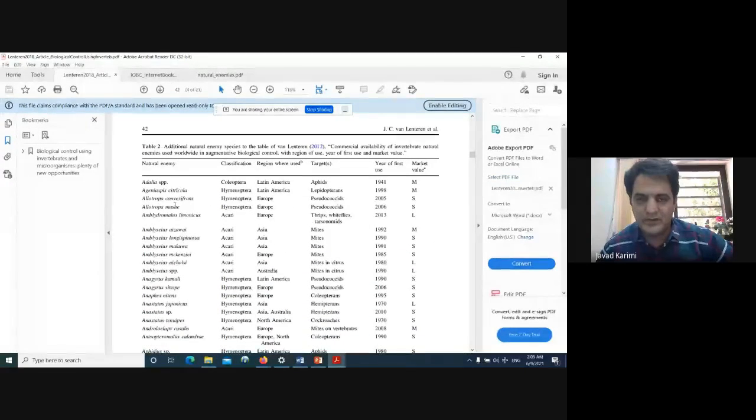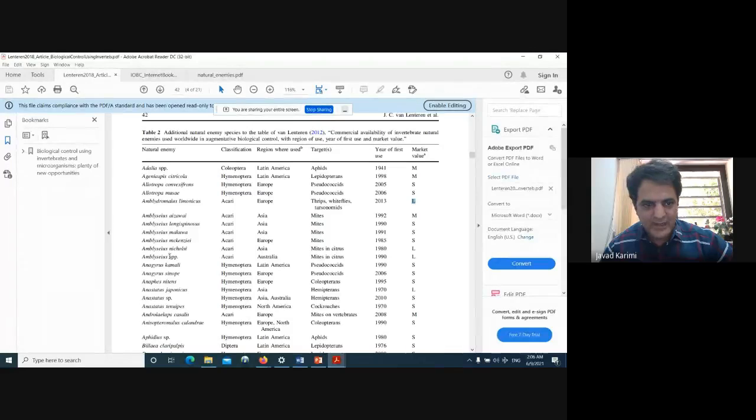This is the main detail of different groups of natural enemies. For example, here, this is the natural enemy type. For example, Adalia. This is a beetle from Coleoptera, and where it is used: it's used in Latin America against aphids. It started from 1941, and its market size shows large, small, or medium. It's a small market. But here you can see Amblydromalus limonicus. This is a type of mite which is applied in Europe against thrips, against whitefly, and against the carnation tortrix. It's a large market, and it started from 2013, from 8 years ago.